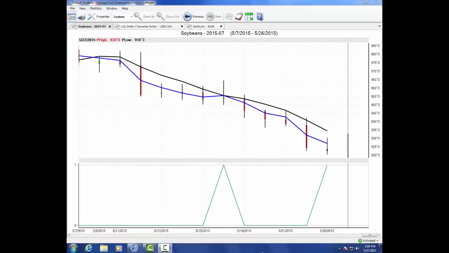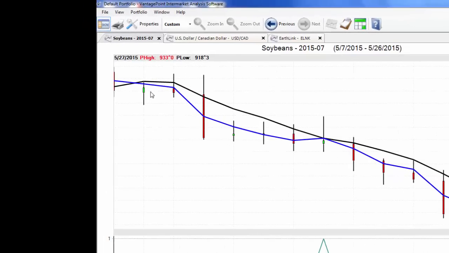The fact that the blue line is below the black line, VantagePoint is indicating that soybeans is expected to go down. Now, back here on the 8th, you can see that's when the blue line actually crossed below the black line. Well, that crossover point, that's the indication that that trend is about to start going down.